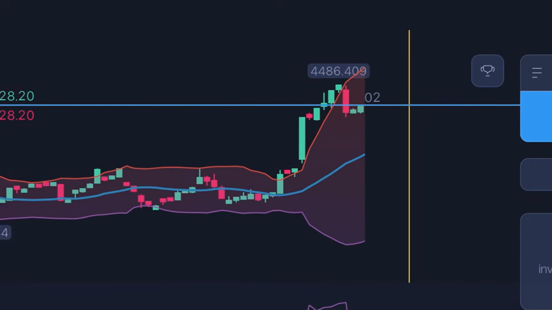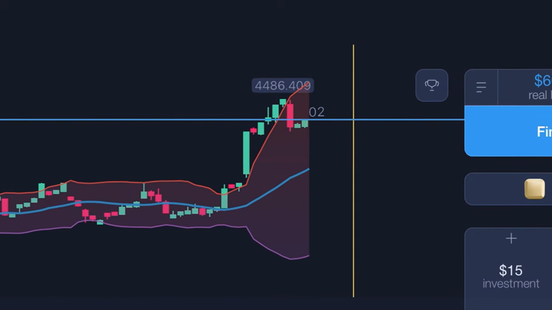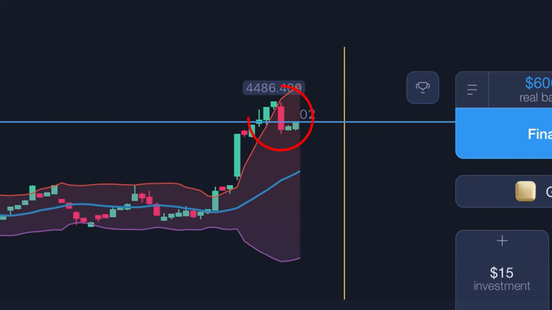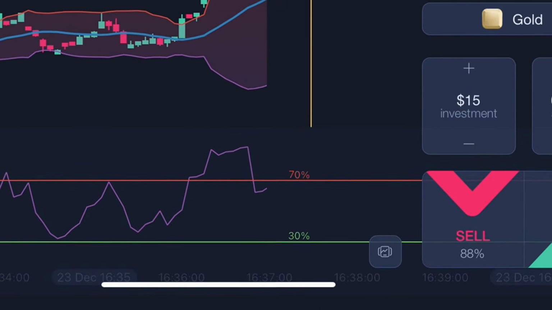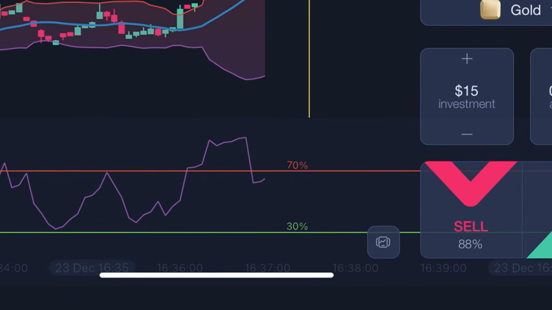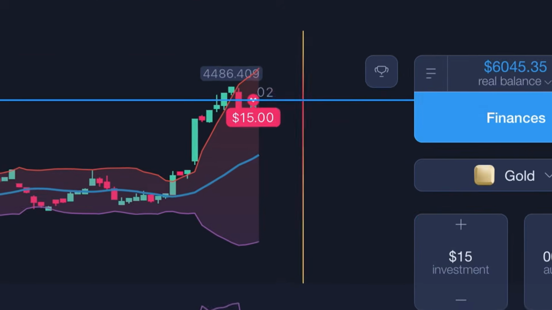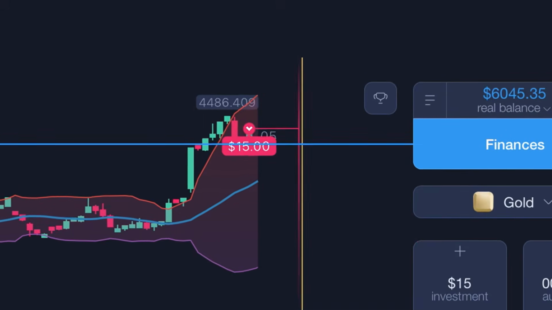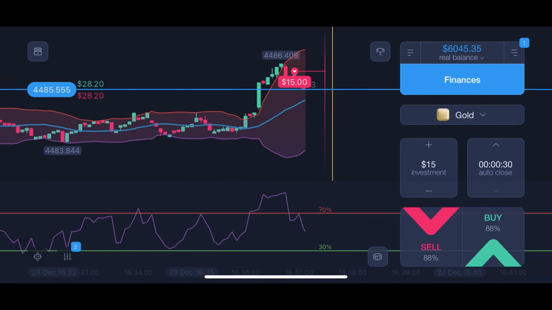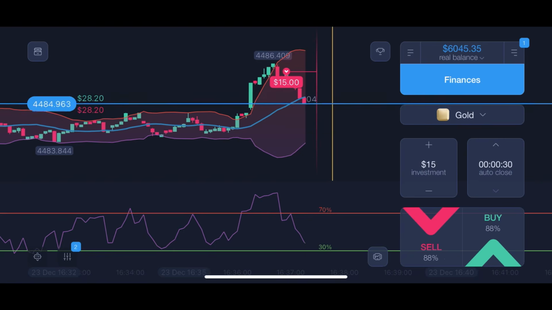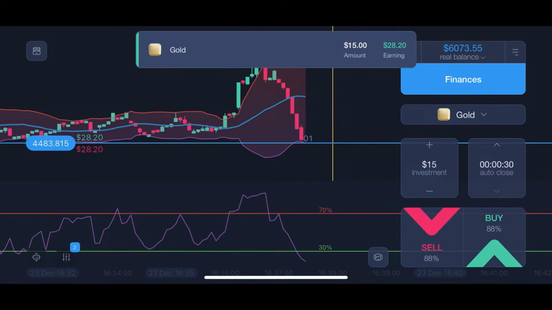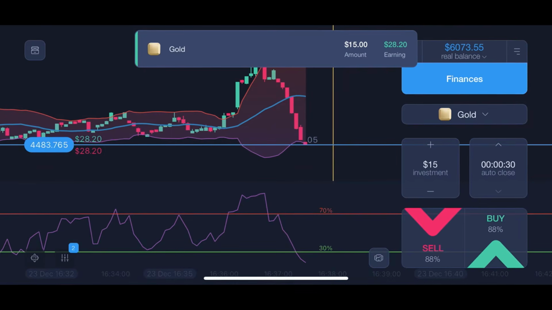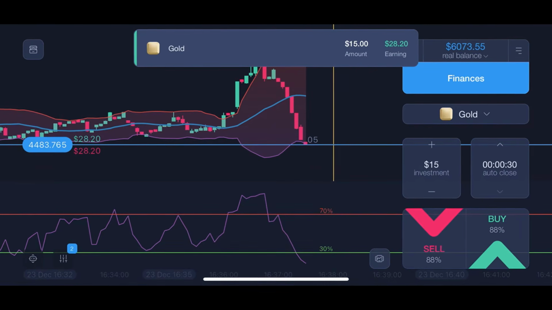However, the market still meets the conditions for a sell trade. The price is still above the upper band, and the RSI has again reversed direction. So, I'll re-enter the market with a $15 sell trade. The market moved down just as we predicted, and I made over $13 in profit.